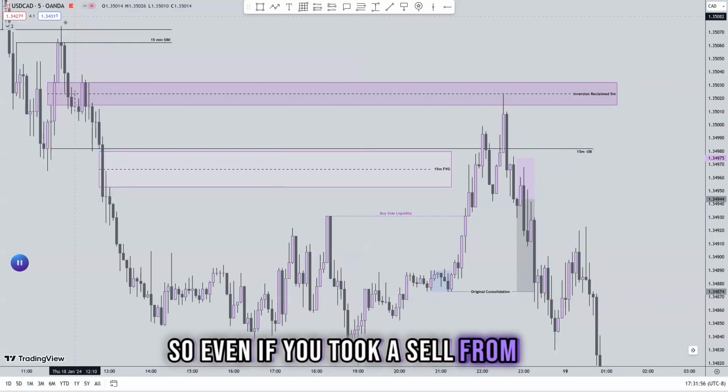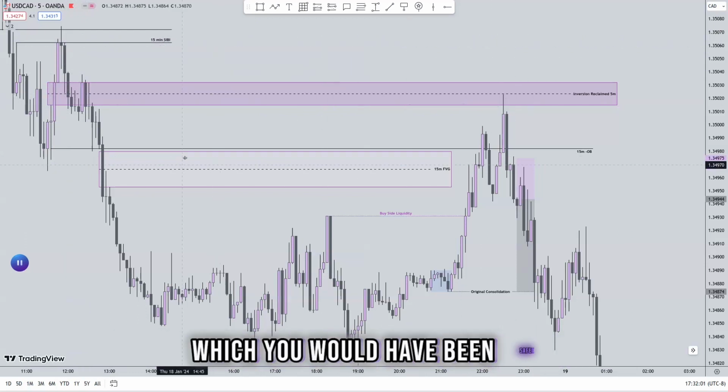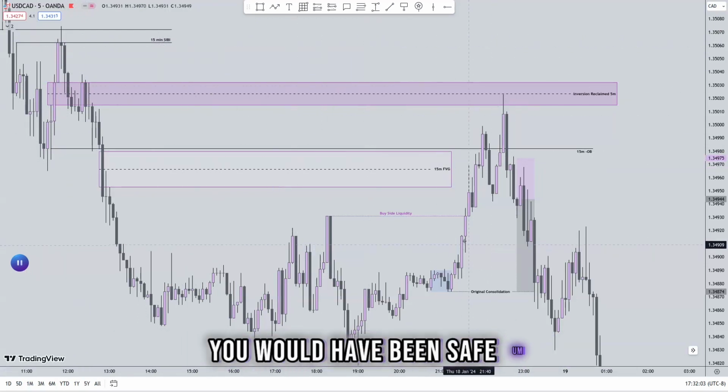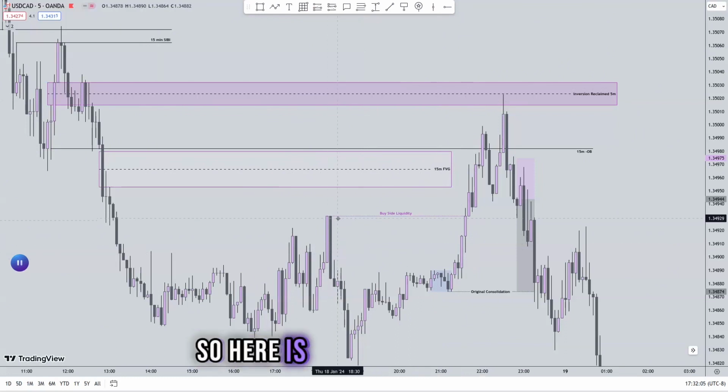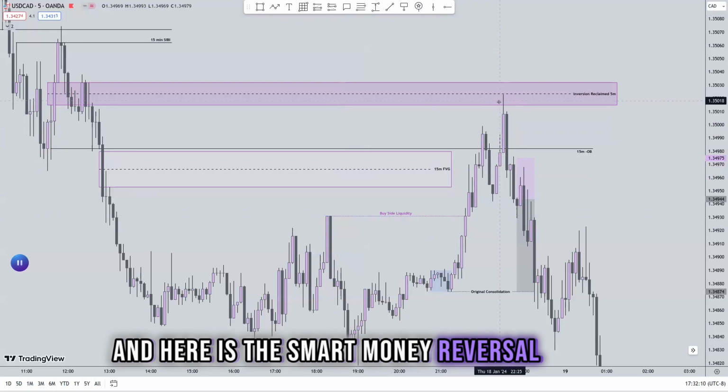So even if you took a sell from here, stop loss is above the 15-minute order block, which is up here, you would have been saved. So here is the buy side liquidity, and here is the smart money reversal up here.